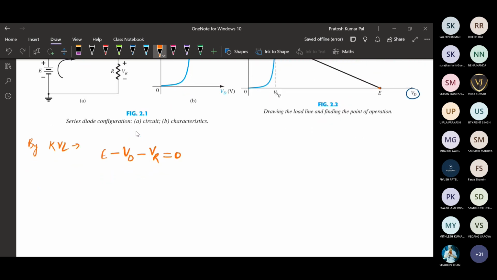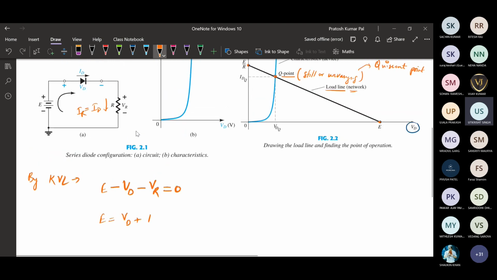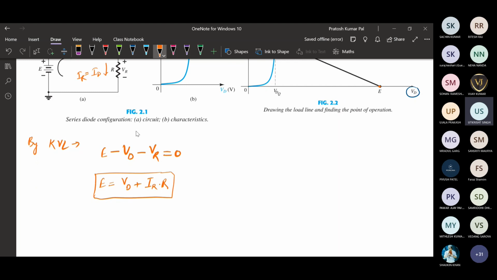So in that case, E is equal to VD plus VR. This VR is basically the current flowing through the resistor multiplied by the resistance. The current through the diode is ID, and the same current flows through the resistor, so ID equals IR. So we can represent VR as IR into R.